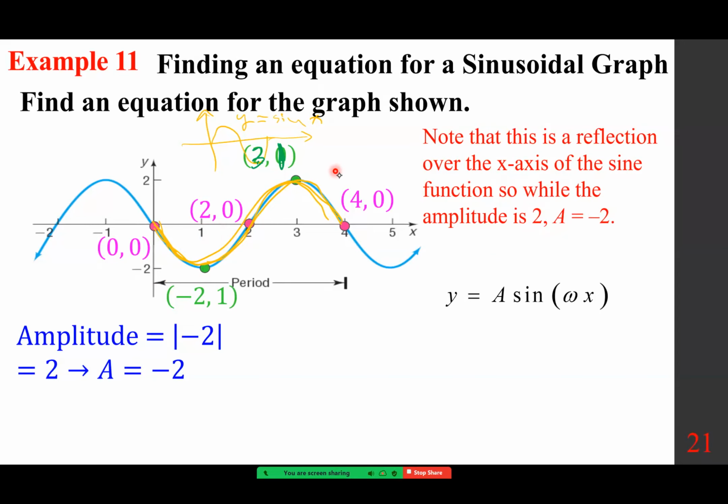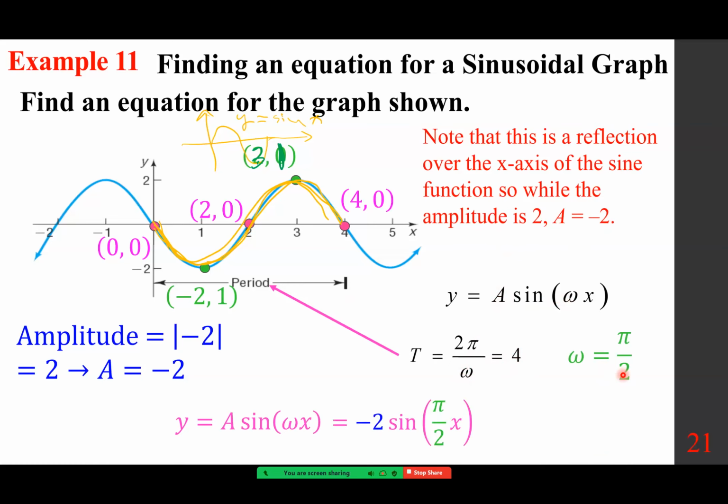Okay, next. Omega, the period is this number, 4. So 2 pi over omega is 4. So omega is 2 pi over 4, or pi over 2. You can interchange those two. You can put the omega here, 4 here. And so now we are going to replace the a with -2 and omega with pi over 2. And we are done.